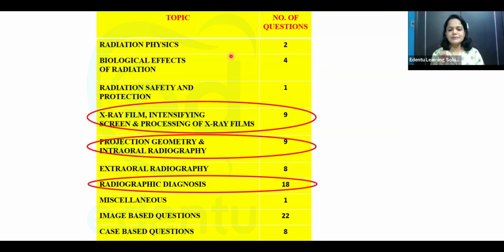I will tell you a simple trick to learn these image-based questions. Image-based questions are very common now in every NEET exam.